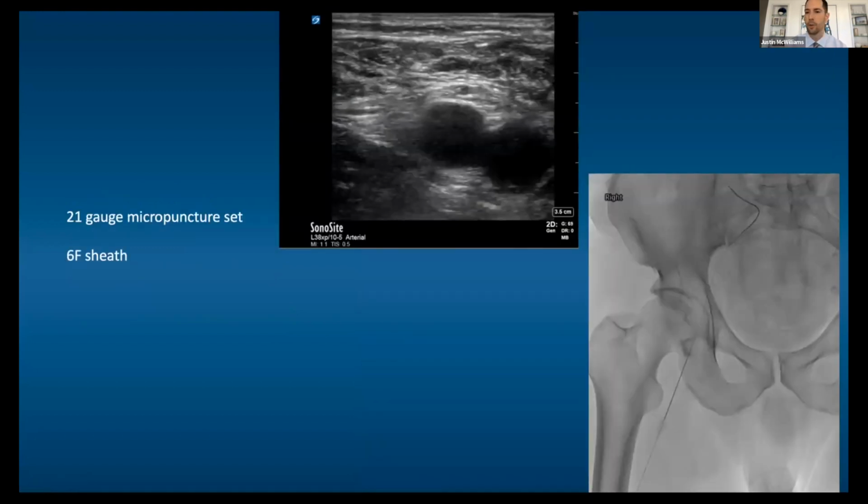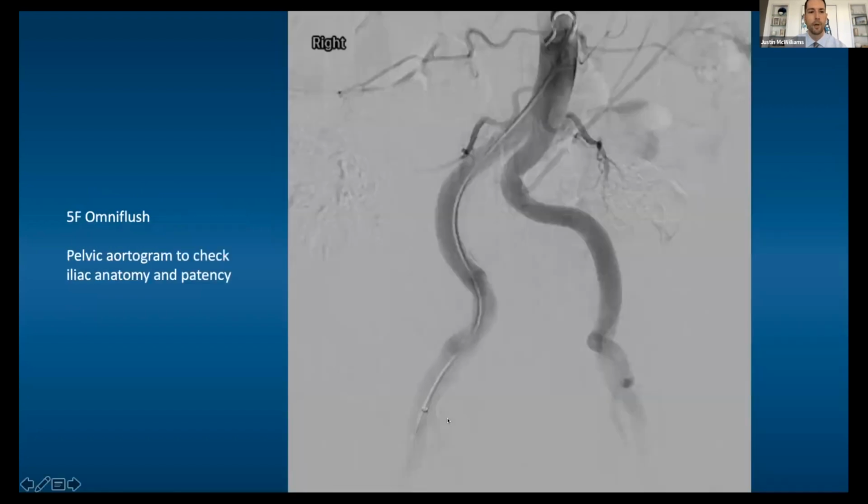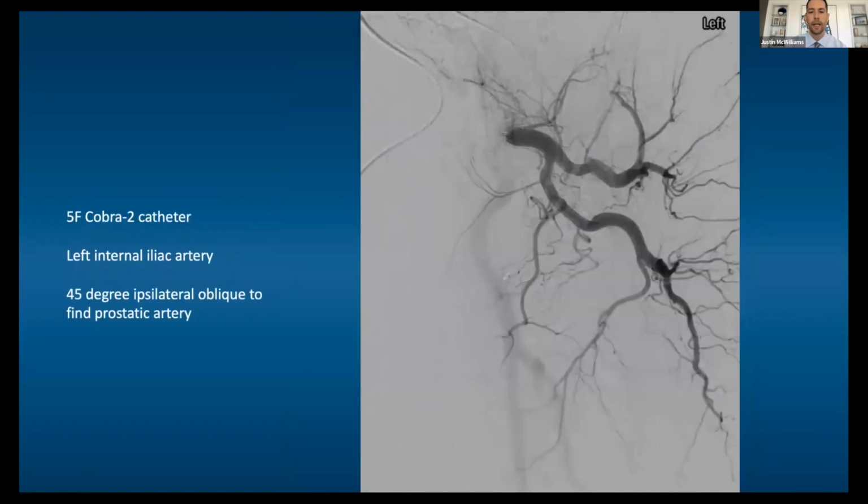We usually get access under ultrasound with a micropuncture set and put in a 6 French sheath. There's a look at the common femoral artery under ultrasound. Start with a little pelvic aortogram just to get the lay of the land, and then go ahead and get into the internal iliac artery. Once you get into that, you shoot an ipsilateral oblique, and you want to try to find the prostatic arteries. The clue is often looking for the arteries that cross over the main trunk of the obturator. Here's the obturator with the distal fork. You can see there are a few branches crossing over that obturator to pass to the anteromedial pelvis.